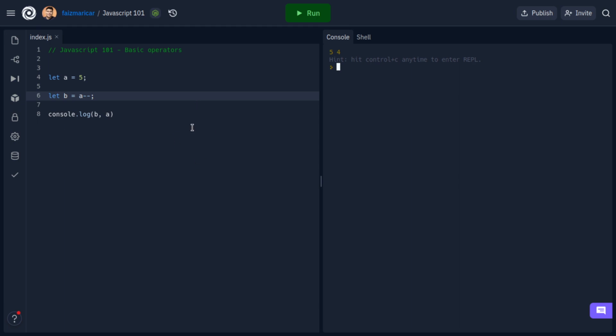So we've talked about the different basic operators and precedence of the operators, plus also incrementation and decrementation. So in the next video, I'm going to be talking about comparisons.